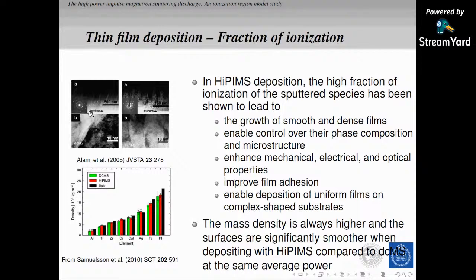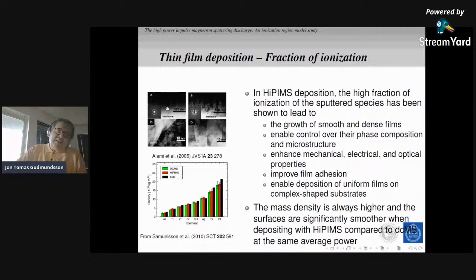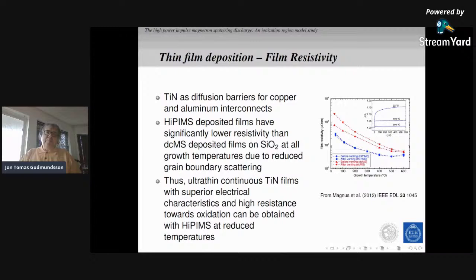And we see here, the figure on the left, the top figure shows the diffraction pattern of films grown by DC magnetron. And we see that the diffraction pattern shows much better crystalline films when deposited with HiPIMS in this case. The density of the films grown by HiPIMS is always higher, which is the red bars in this curve, compared to the green bars, which is the DC case. So we get a significant improvement of the film properties by using ionized sputtered species.